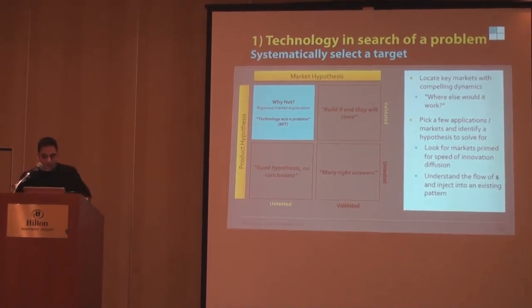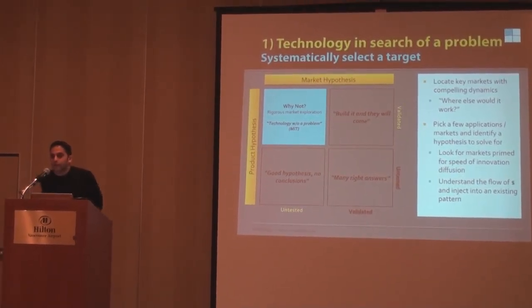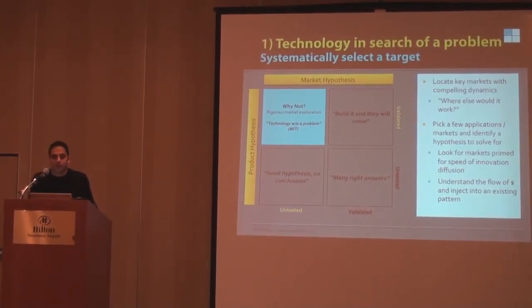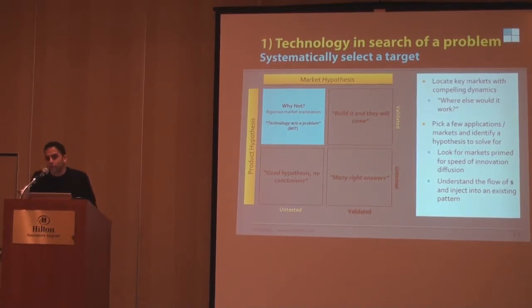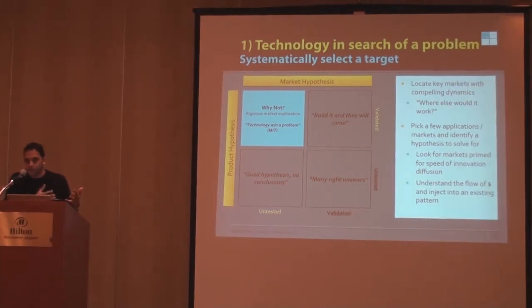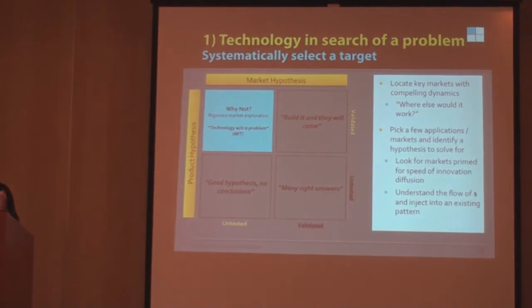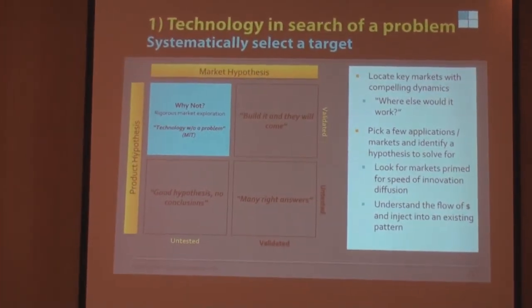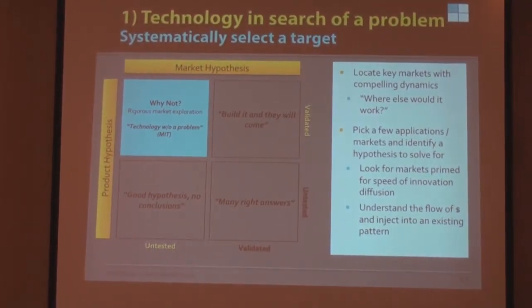So let's start with the technology in search of a problem. Your goal here is to systematically select a target, right? So you've got a whiz-bang piece of technology. It's innovative. Maybe you've got patents. Maybe you don't. Maybe it's out of academia. I don't know, right? But for some reason you have something that does something really cool that nobody else can do, right? But you're not quite sure what to do with it, right? So what you really have to do is try to systematically go find a market.